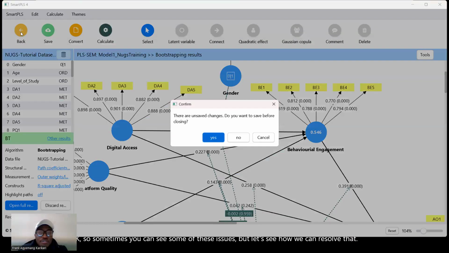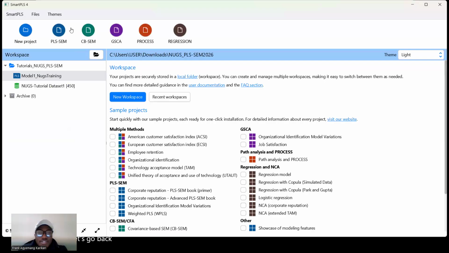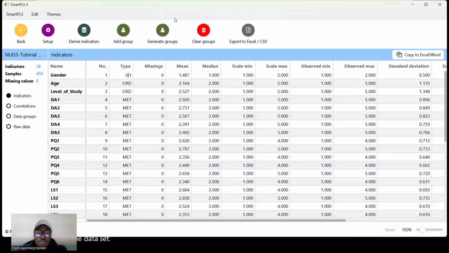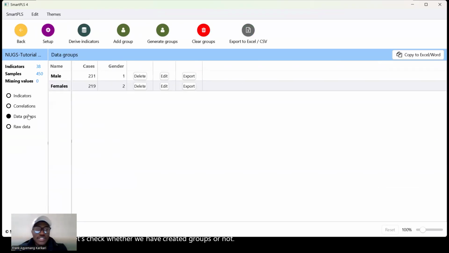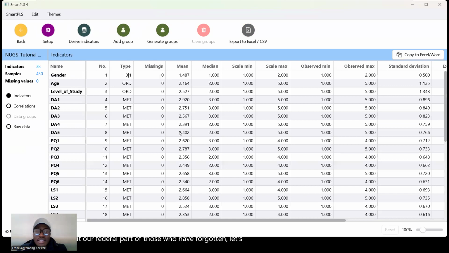Let me save it, and then let's go to the data set. Let's check whether we have created groups or not. So let's say data group. Okay, so it means that we have already done this. But for the purpose of those who have forgotten it, let's delete that, and then let's generate the groups again.